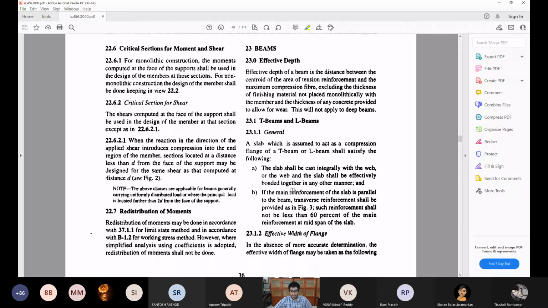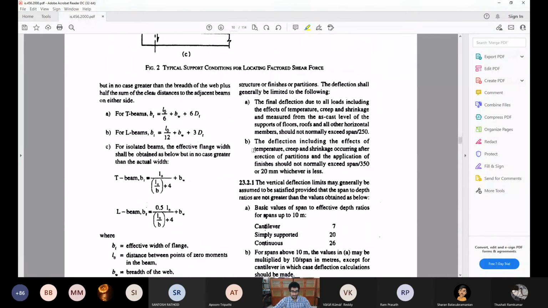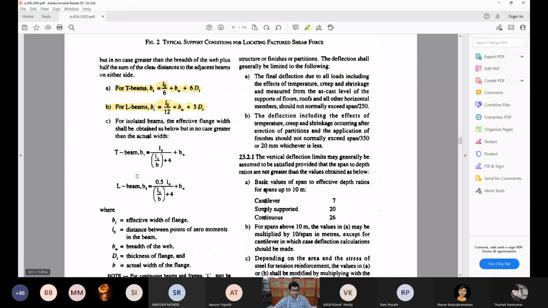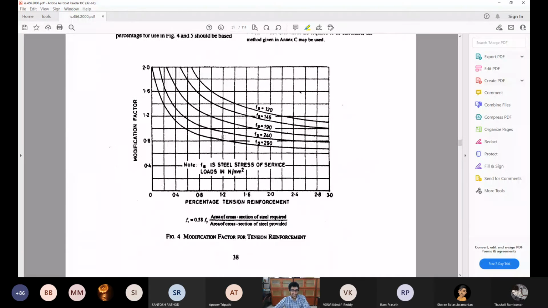So T beams and L beams. You're able to see my IS 456, right? Yes, sir. So you just go through these things, T beams and L beams. A slab which is assumed to act as a compression flange of a T beam or L beam shall satisfy the following. They should be cast integrally and all these things. You can just read about these things. Similarly, effective width of the flange. So those formulas which I showed you are given over here for T beams, for L beams. And if they are isolated, then this formula just changes slightly. Control of deflection, these things I showed you already.